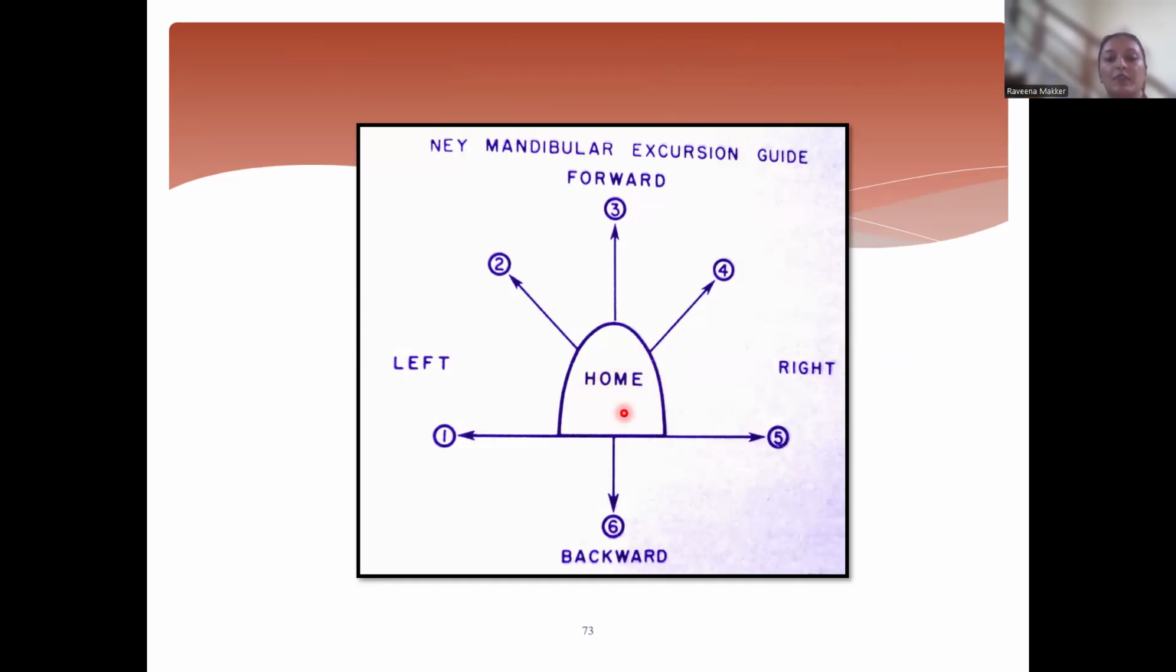The patient has to be instructed to move the mandible from the home position to the left lateral position, back to the home position, then protrusive motion, then again back to the home position and right lateral and back to the home position, backward and to the home position. So this is the guide which is to be followed while guiding the patient to move in to record the arrow point tracing.